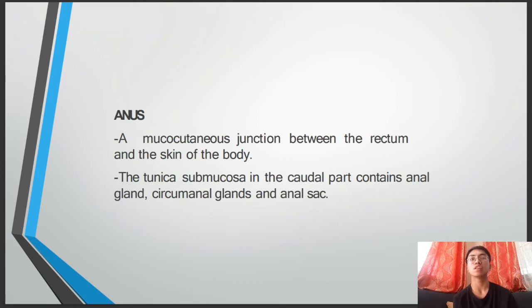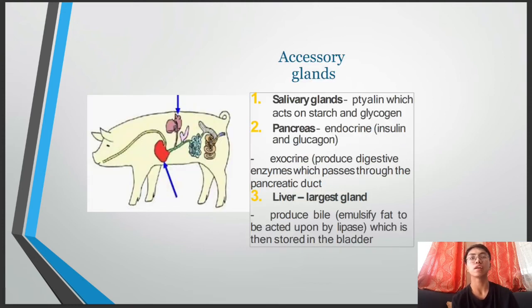Next slide is accessory glands. The first is salivary glands, which act on starch and glycogen. Salivary glands are organs that produce and release saliva. Second is pancreas, endocrine, insulin and glucagon.